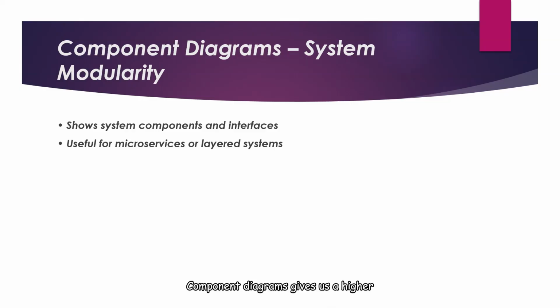Component diagrams give us a higher level view of our system's architecture. They show how different modules or services are packaged and how they interact through interfaces. This is especially useful when working with microservices, layered architectures, or large-scale enterprise systems. Think of components as black boxes that encapsulate specific functionality, each with its own responsibilities, interfaces, and dependencies.